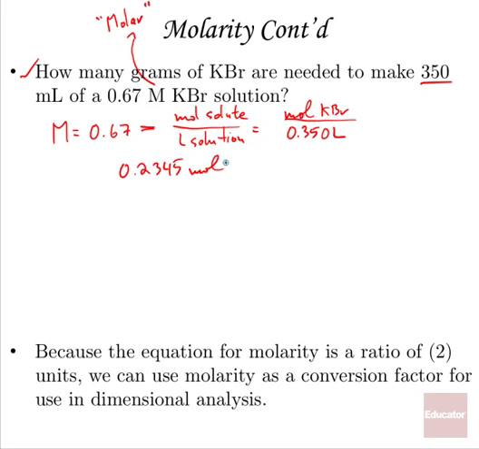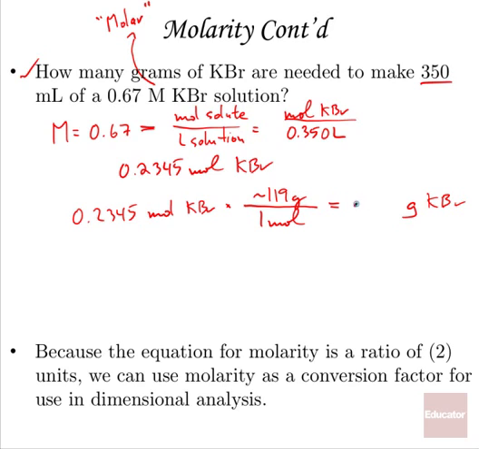0.2345 moles of KBr. And of course, you see that the question is not asking for moles, but the question is asking for grams. And do you recall how to go from moles to grams? What's the conversion factor called? It's molar mass, right? Okay, so 0.2345 moles of KBr times something over something, and that's going to give us the grams of KBr. All right, so the molar mass is approximately 119 grams over 1 mole, and we're going to get an answer of approximately 28 grams of KBr.